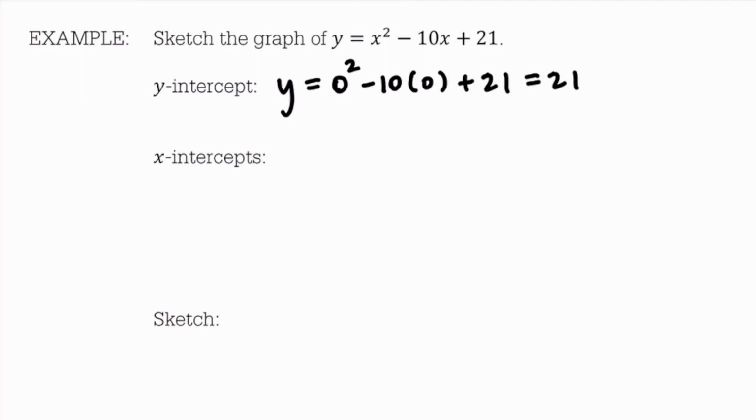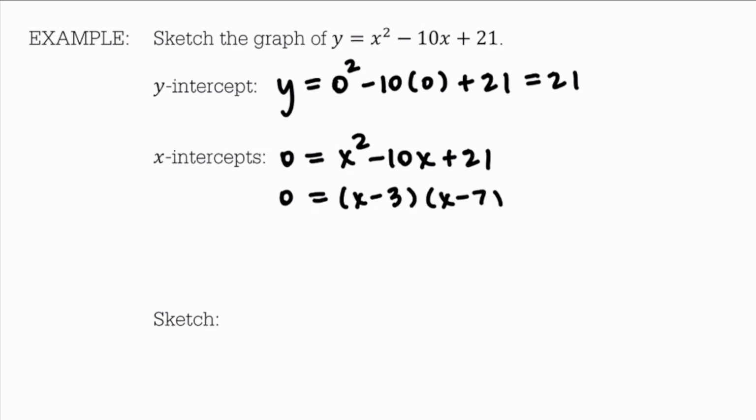And the x-intercepts, those are where y is equal to 0. And so that's 0 equaling x squared minus 10x plus 21. And that looks factorable. I can think of two numbers that multiply to 21 and add to negative 10. That would be negative 3 and negative 7. And we're trying to solve this equation, so we've got it factored. We're going to apply the zero product property and say that either x minus 3 has to equal 0 or x minus 7 has to equal 0. So that's going to give us our two x-intercepts.